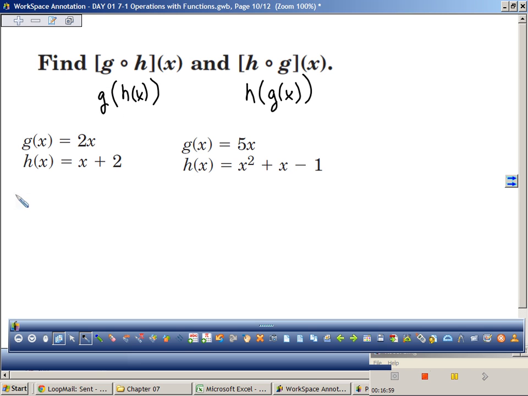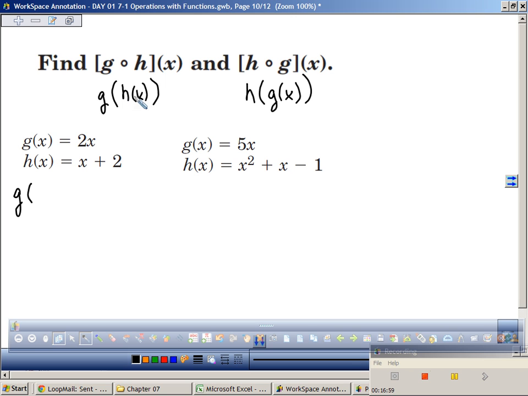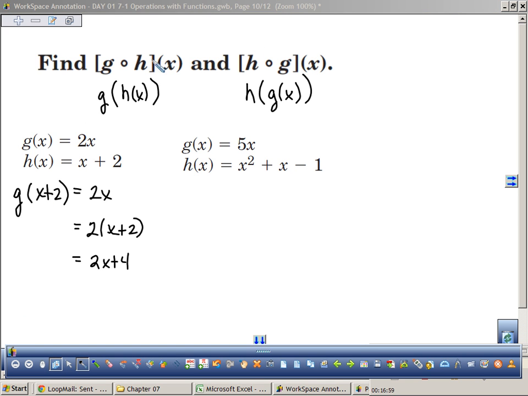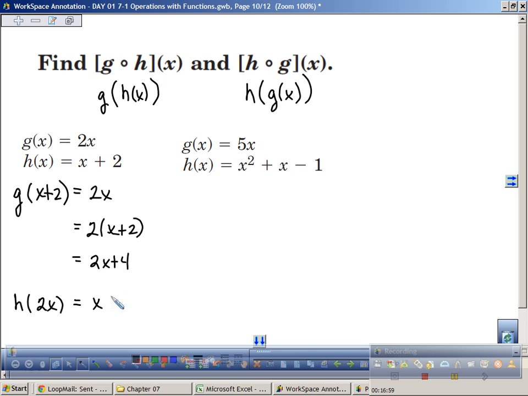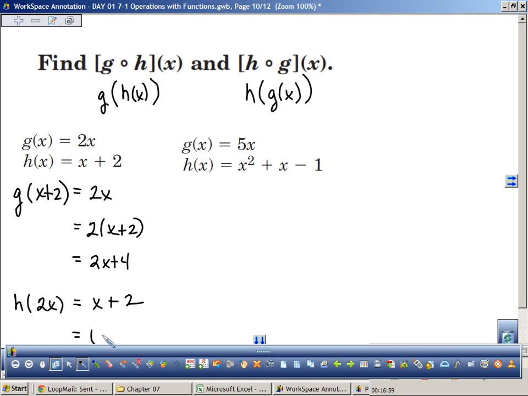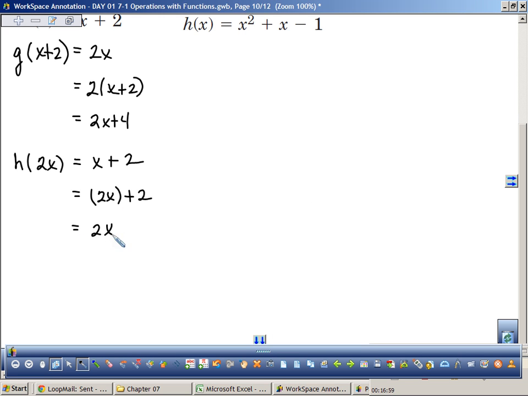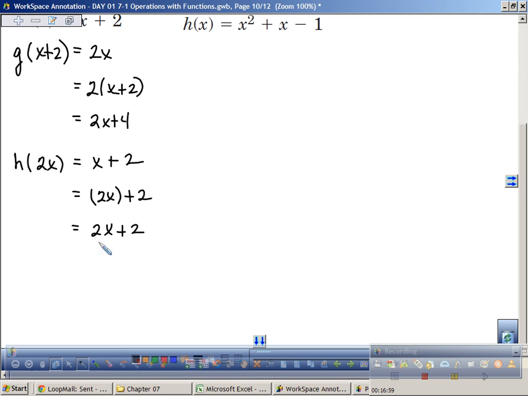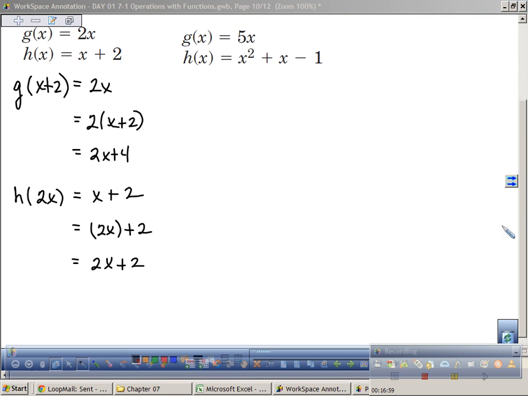So if I were to do this one first, I would say g of, what is h of x? X plus 2. What is my g function? 2x. So everywhere I see an x, I'm going to substitute in x plus 2. Same thing as we were doing before, right? And the other way, h with respect to g would be h of, what's g of x? 2x. And what's my h function? X plus 2. Now everywhere I see an x, I'm going to substitute in 2x, which gets me 2x plus 2. See how you get something different? You guys try the second one.